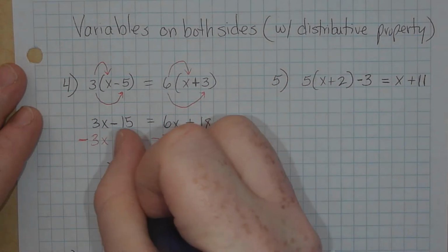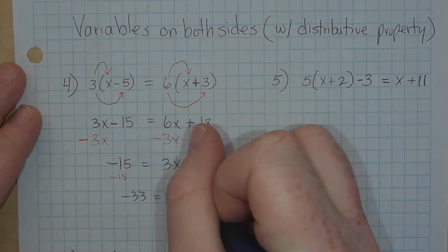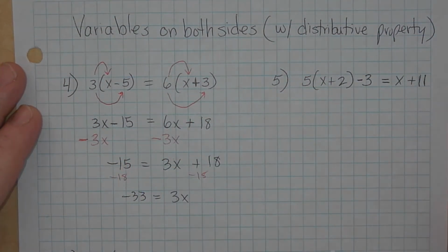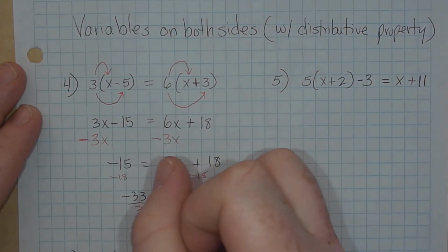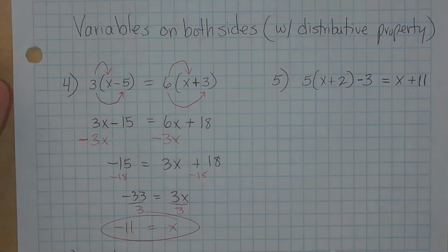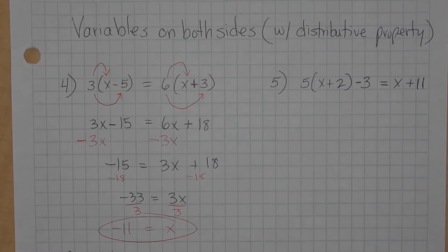You got negative 33 equals 3x. Then you divide both sides by 3. And then x equals negative 11. And you can also plug it back in and see if it works. It works.